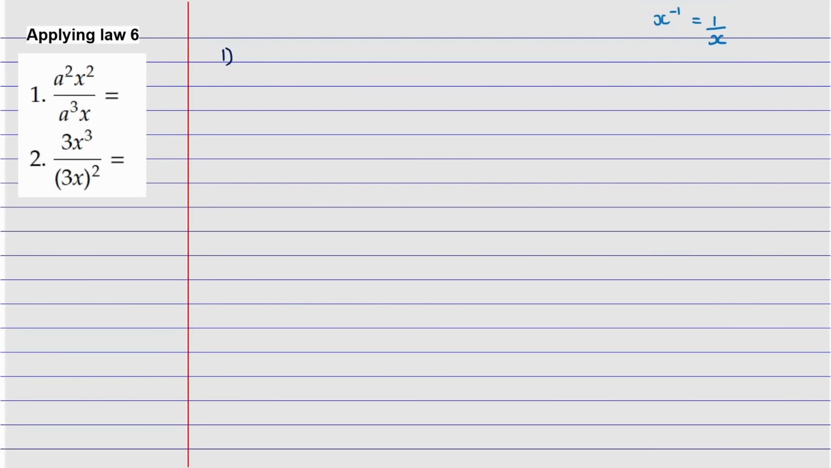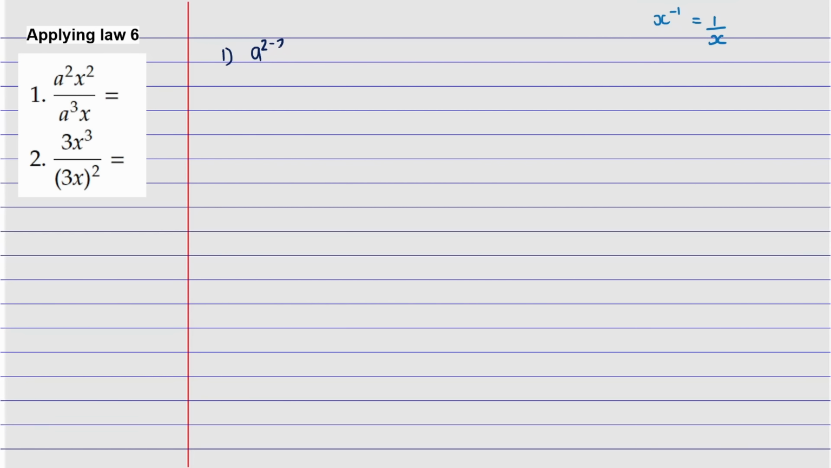It says we have a to the power 2, multiplied by x squared, divided by a cubed, then x. Do you see the fact that here we need to first apply the division law, law number 2 first. So how do we apply that? It's going to be a and a. So we see the fact that it's the same base, so it's going to be a to the power 2.